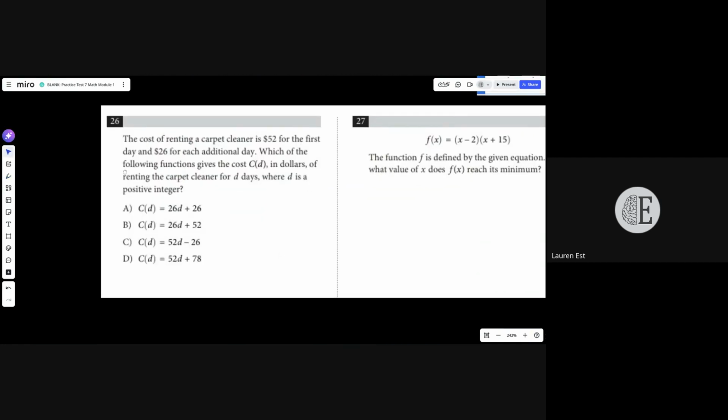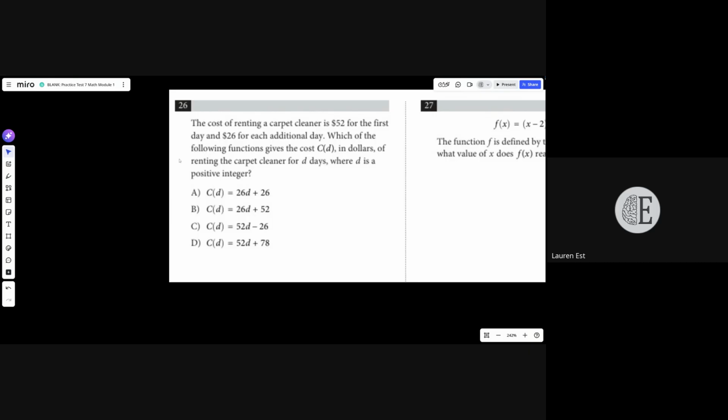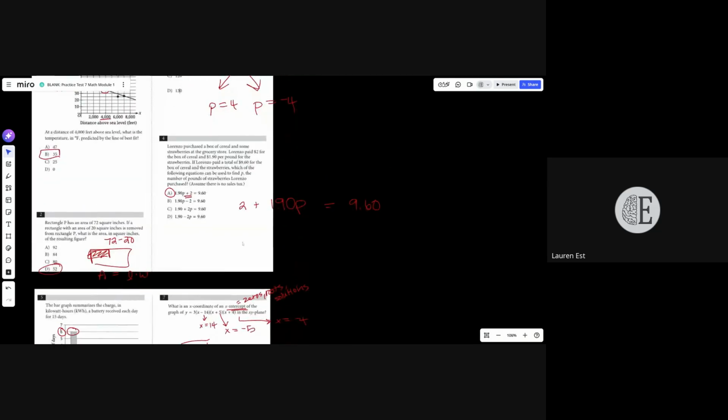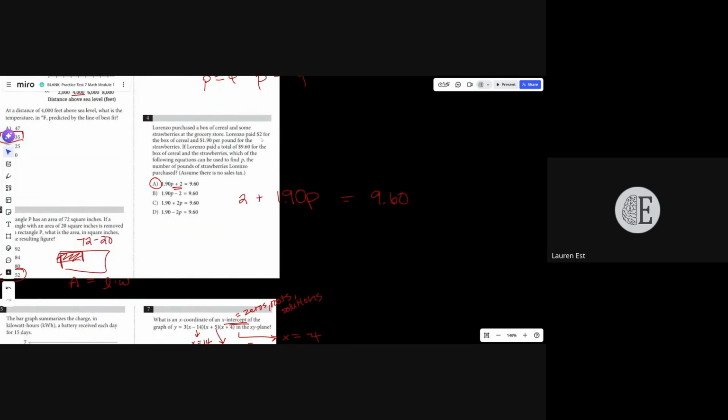Awesome. So it's not that bad. The cost of renting a carpet cleaner is $52 for the first day, and then each additional day. My favorite question. This comes up all the time. All of my students, when they start doing hard practice sets with me, get this wrong because it looks like the one that I think we did at the very beginning, where it is a one-time $2 thing, 1 box of cereal plus some rates that happens a certain number of times.